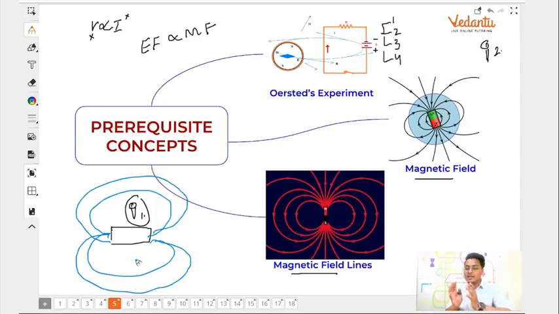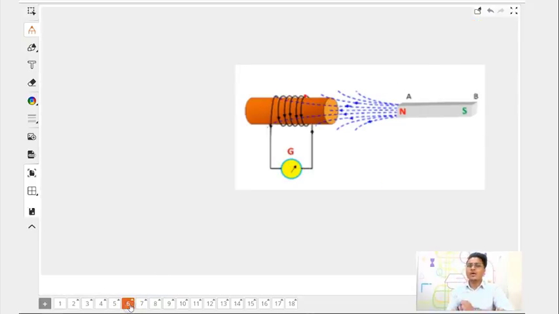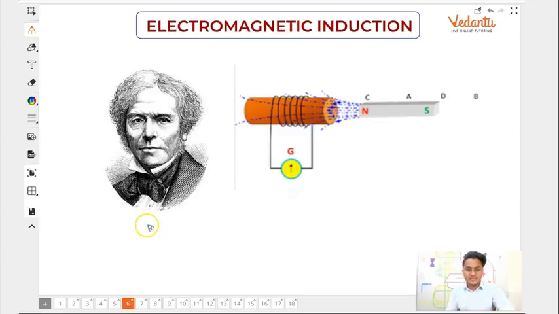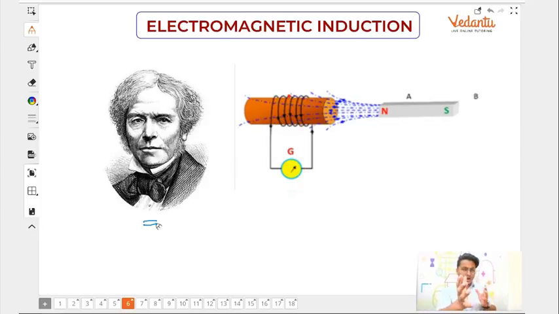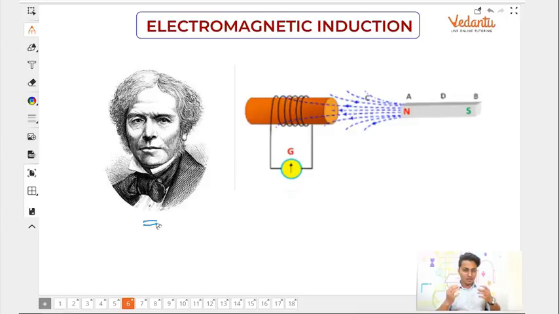Let's jump on to the major concept. I want all of you guys to identify this person right here. So guys, we are moving into electromagnetic induction, the first topic for today. So guys, who's that guy there? That guy who destroyed your life. Because of him, you're studying electromagnetic induction. The founder, the discoverer, the inventor of electromagnetic induction.